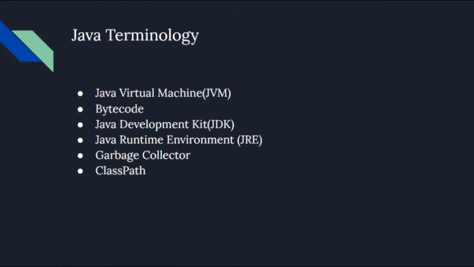But what about the Java terminologies? Here comes our first point, which is Java Virtual Machine, also known as JVM. There are 3 execution phases of a program. They are write, compile, and run the program. Writing a program is done by a Java programmer such as you and me.